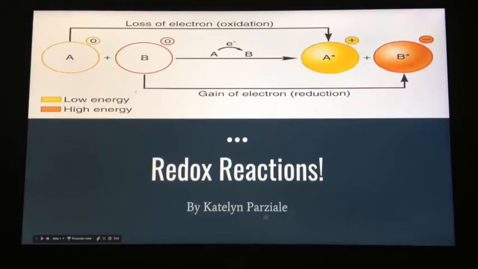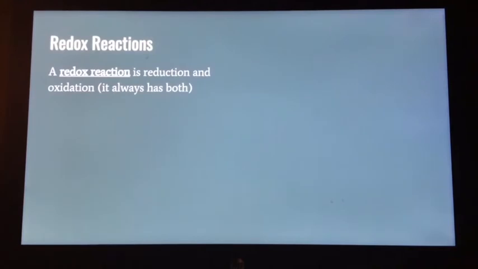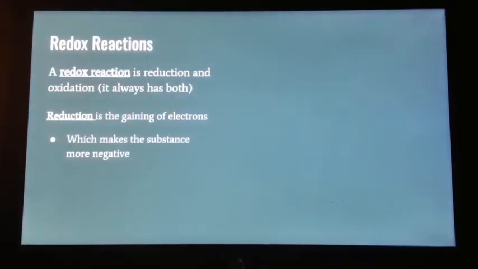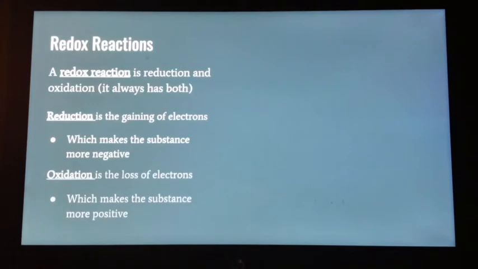Hi everyone, this is a chemistry video on redox reactions. A redox reaction is reduction and oxidation, and it always has to be both. Reduction is the gaining of electrons, which makes the substance more negative, and oxidation is the loss of electrons, which makes the substance more positive.